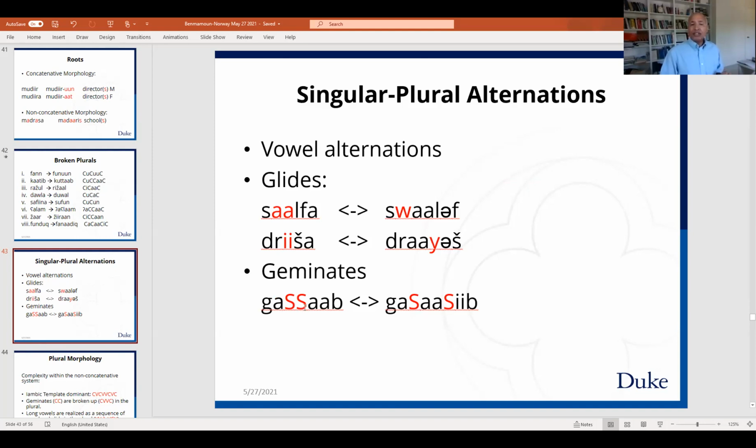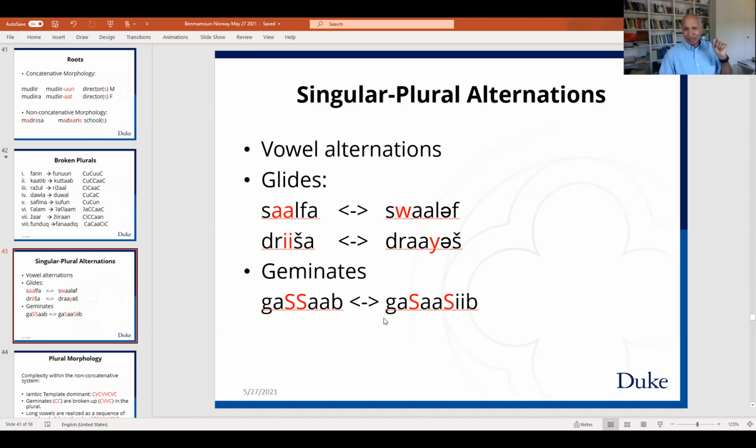The other thing is that when you have a geminate consonant in the singular, you break up the geminate. So the integrity of the geminate is violated. It's broken, and you introduce this long vowel that you usually introduce in the plural between them. Now, to give you again a preview of the paper, and invite you to look at it, this is where heritage speakers struggle.